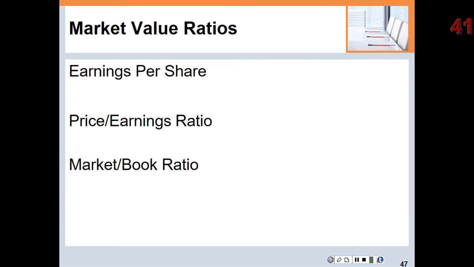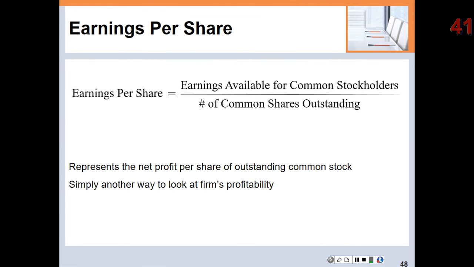And then the final group of ratios, again, these are looked at really closely. Earnings per share, the PE ratio, and the market to book ratio. So as we take a look at these, as we look at the first one, earnings per share, this is equal to earnings available for common stockholders divided by the number of common shares outstanding. So the EPS. Now, this actually gives you the EPS. It tells you this at the bottom of the income statement.